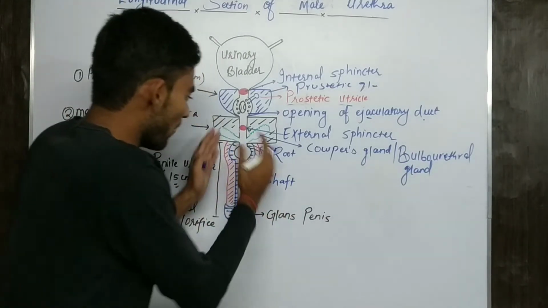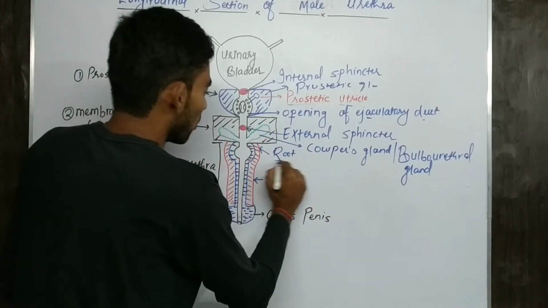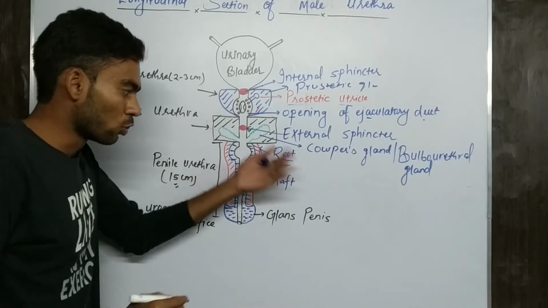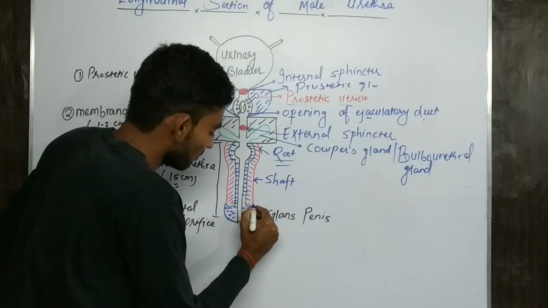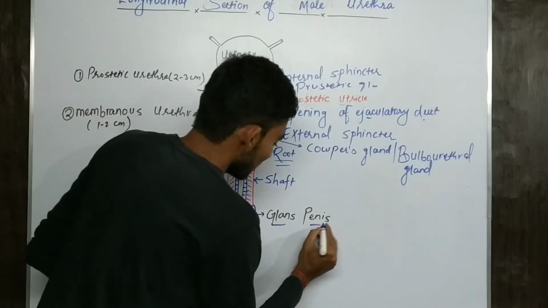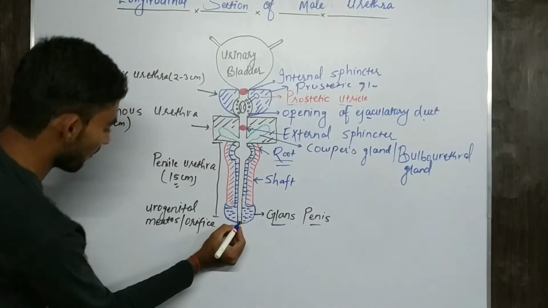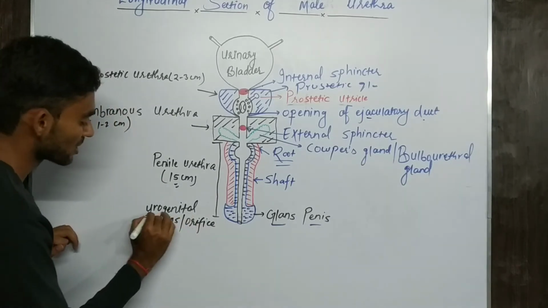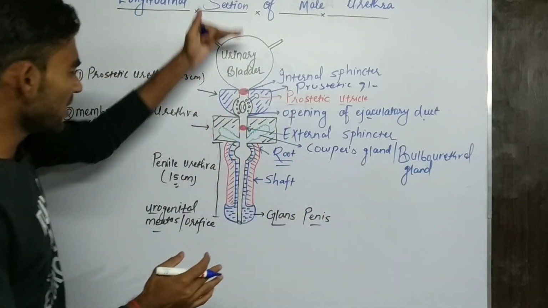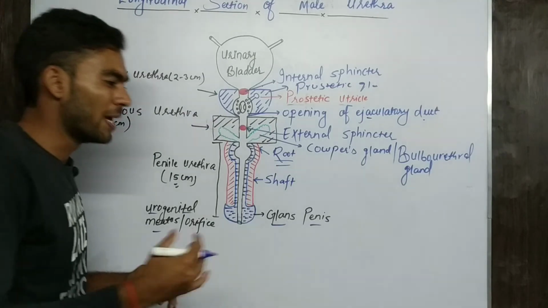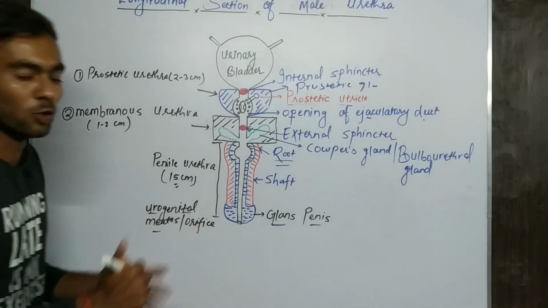Okay, the structure now opens up into the 15 centimeter penile urethra, which has the basic part called the root of the penis, right? After the root of the penis, the structure is called the shaft, and at the end point, the protruded section of our penis is known as the glans penis, right? And where the urinary duct opens up, this position is known as urogenital meatus or urogenital orifice, right? So this is the longitudinal section of male urethra and the different labeling of the diagram in this video.